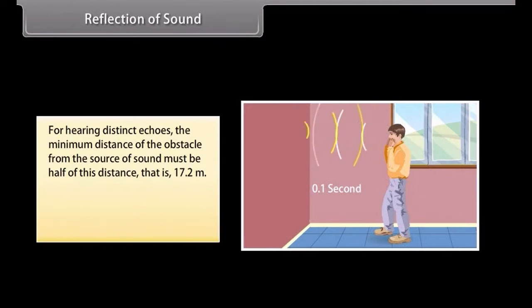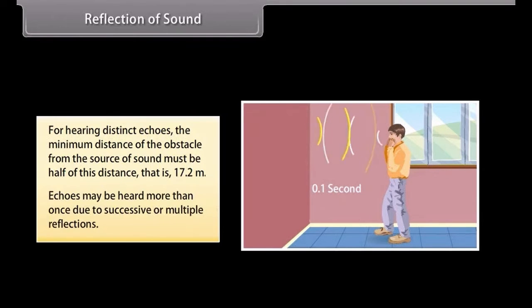Thus, for hearing distant echoes, the minimum distance of the obstacle from the source of sound must be half of this distance, that is 17.2 meters. This distance will change with the temperature of air. Echoes may be heard more than once due to successive or multiple reflections.